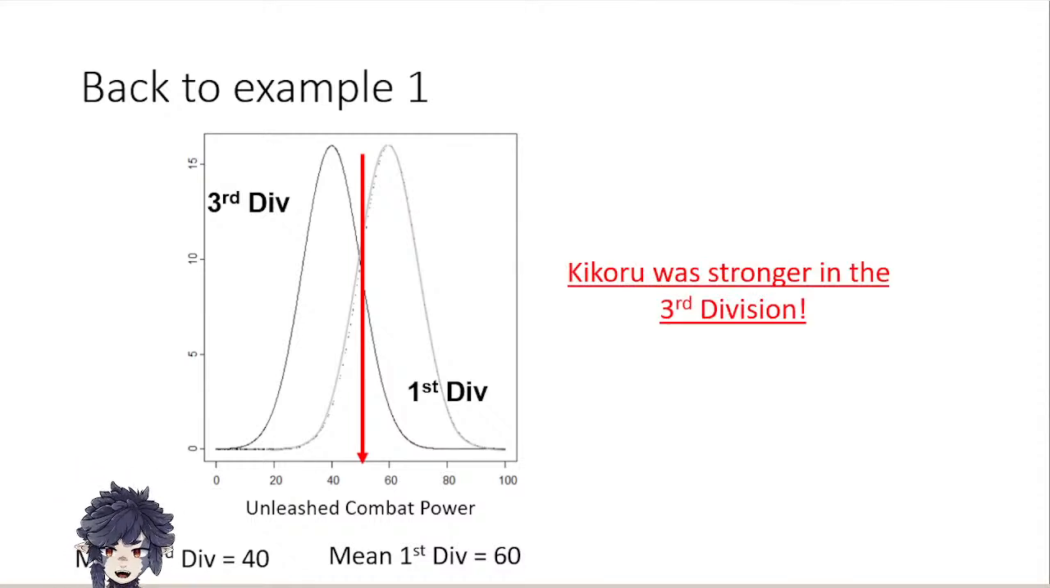So yeah, there's your conclusion. By comparing these z-scores, we can tell that Hikaru was stronger in the third division, relative to her peers.